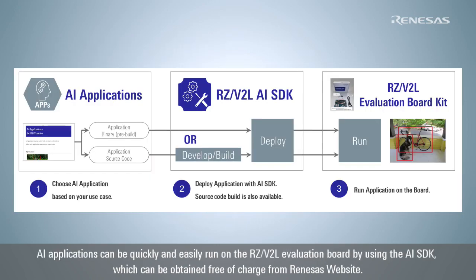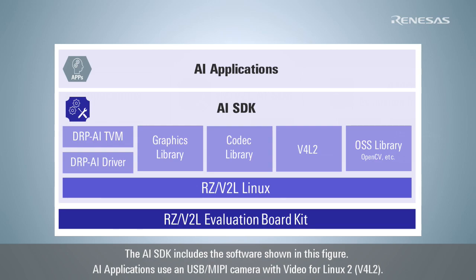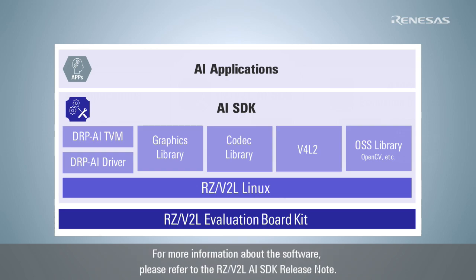AI applications can be quickly and easily run on the RZ/V2L evaluation board by using the AI SDK, which can be obtained free of charge from the Renesas website. The AI SDK includes the software shown in this figure. AI applications use a USB or MIPI camera with Video for Linux too. For more information about the software, please refer to the RZ/V2L AI SDK release note.